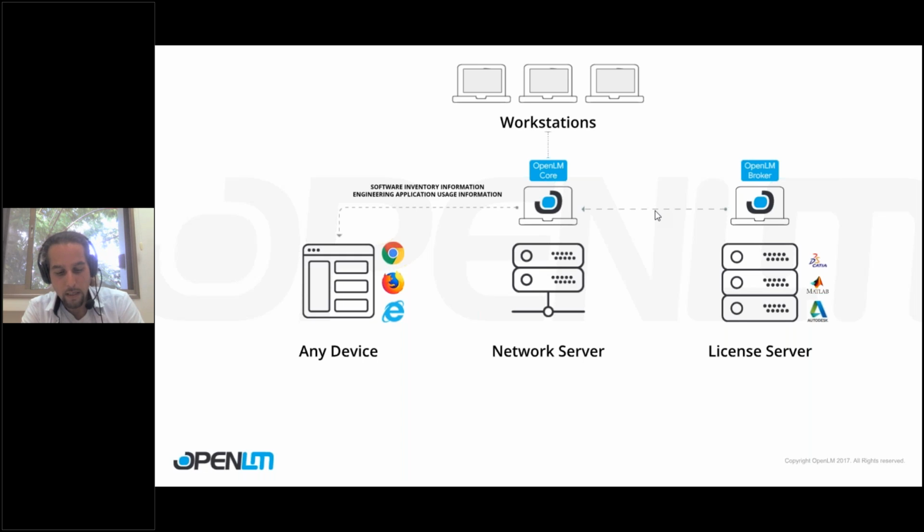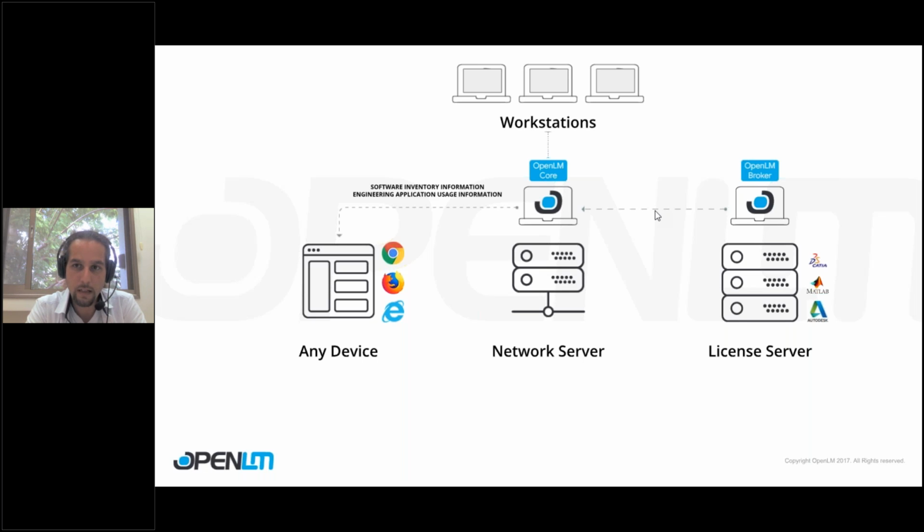Now, I would like to get your bearings in OpenLM. So we will take a look at the architecture of the OpenLM system. So it's pretty simple. It's comprised of the OpenLM core, the OpenLM broker, and today it will be also comprised of the OpenLM agent as well.